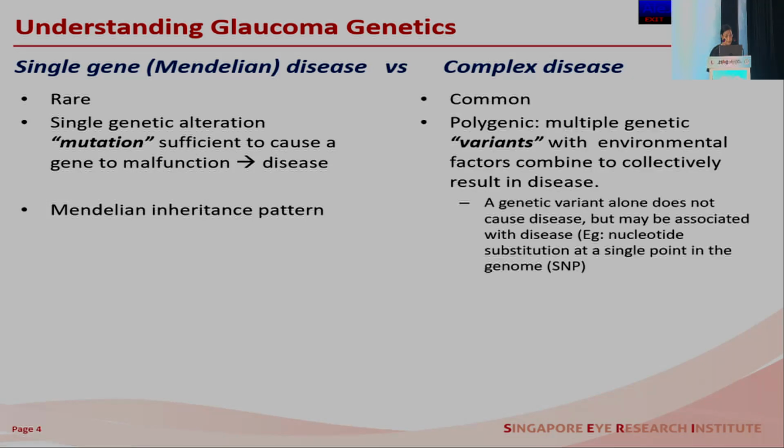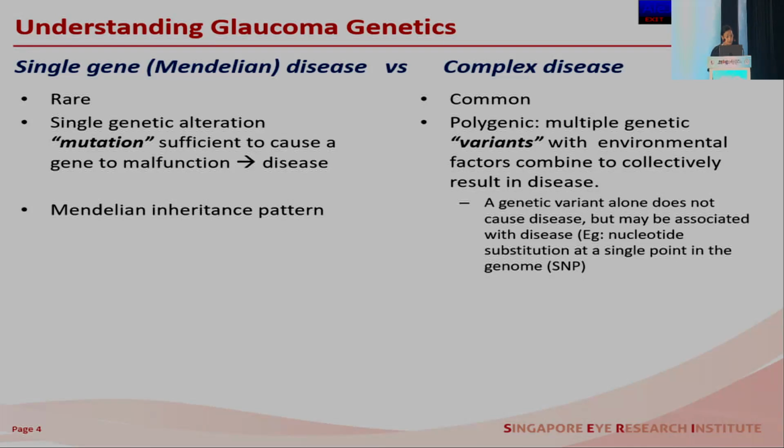Now, complex diseases, on the other hand, are more common, and here a single gene is not sufficient to cause disease. Rather, there are multiple genetic variants, and sometimes in combination with environmental factors, that combine together to collectively result in disease. So a genetic variant is a point in our genome where we differ from one another.